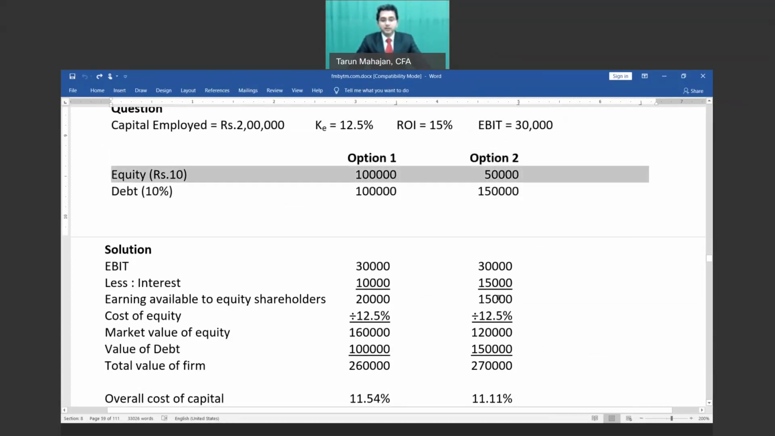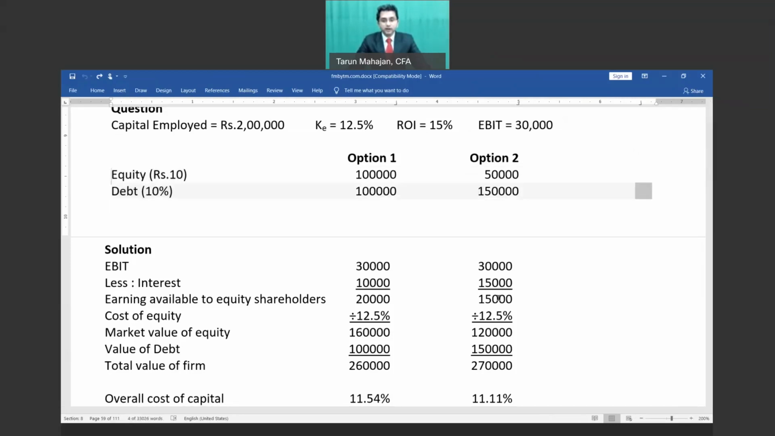Option one is equity share capital 1 lakh and debt capital 1 lakh, total 2 lakh. Option two, you reduce equity to 50,000 rupees and you increase debt to the level of 1,50,000 rupees. Okay. Now let's evaluate under net income approach, which option proves to be better.